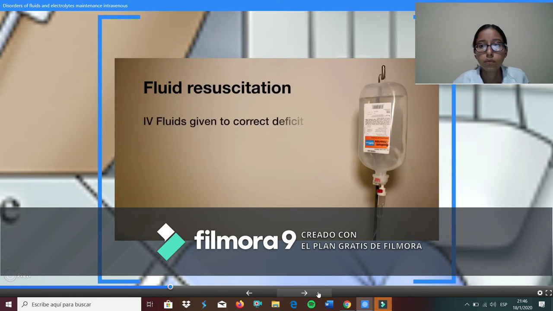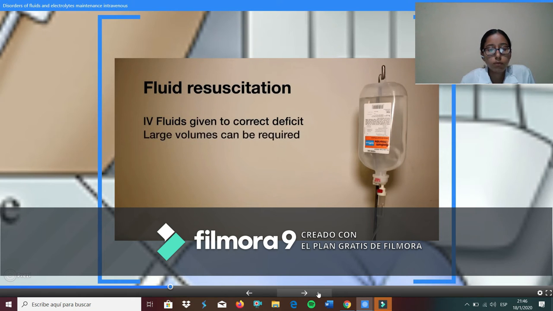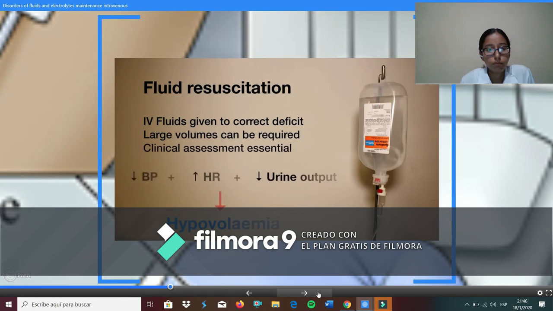In fluid resuscitation, fluid is being given to correct an existing fluid deficit, and large volumes of fluids over short timescales may be required, depending on the patient's status. Always assess the patient fully first. Low blood pressure, tachycardia, and low urine output are classic signs of hypovolemia.